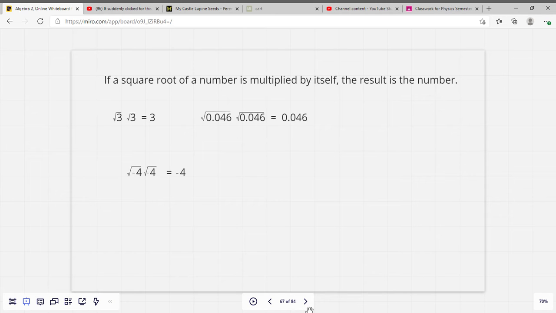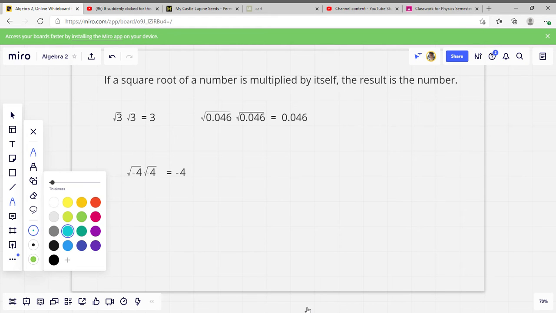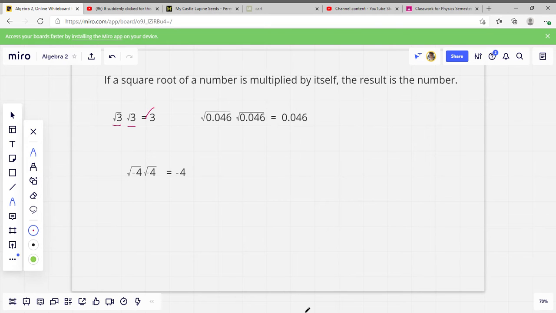If the square root of a number is multiplied by itself, the result is the number, and we've already done this. So if you've got the square root of 3 times the square root of 3, you're going to get 3. The square root of 0.046 times the square root of 0.046 is 0.046. It follows then, if we did the square root of negative 4 times the square root of negative 4, the answer would be negative 4. But we can't say negative 2 times negative 2 and get negative 4. Right? We would get positive 4.